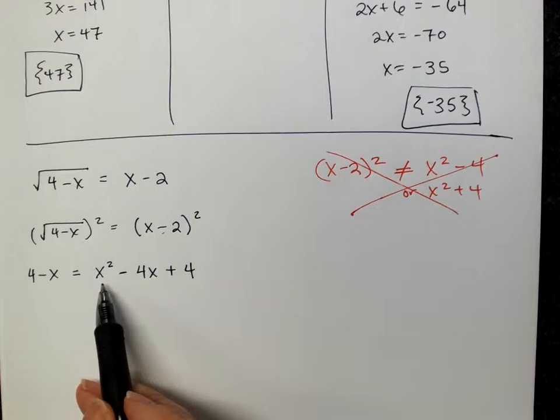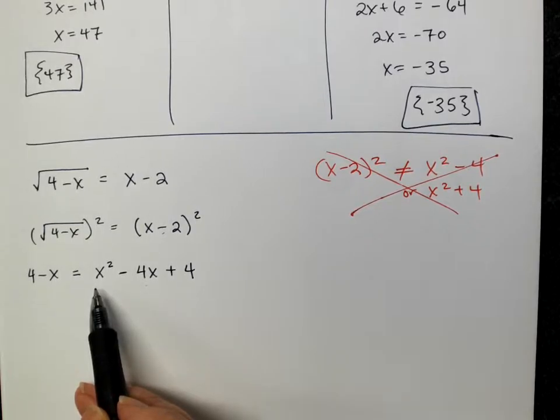Now, I see I have a quadratic. Okay? So the radical's dead. I'm ready to solve my polynomial, and it's a quadratic polynomial, so I'll get 2 solutions. And I'll get them by putting it in standard form, factoring it into 2 linear factors.